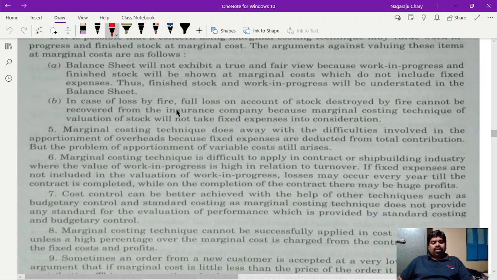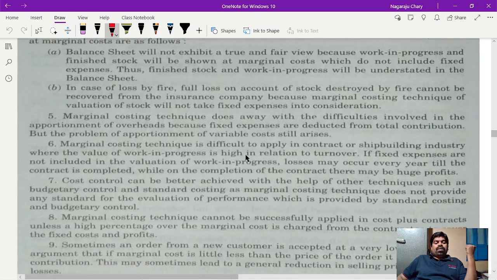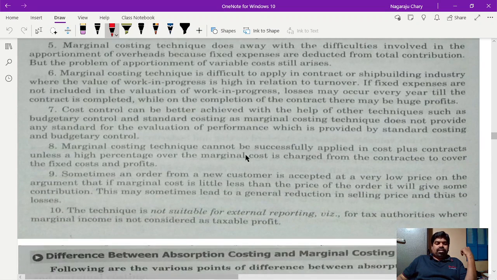In case of loss by fire, the full loss on account of stock destroyed by fire cannot be recovered from the insurance company, because the marginal costing technique of valuation of stock will not take fixed expenses into consideration. So that's why there may be a problem in case of fire accidents. That is a problem.